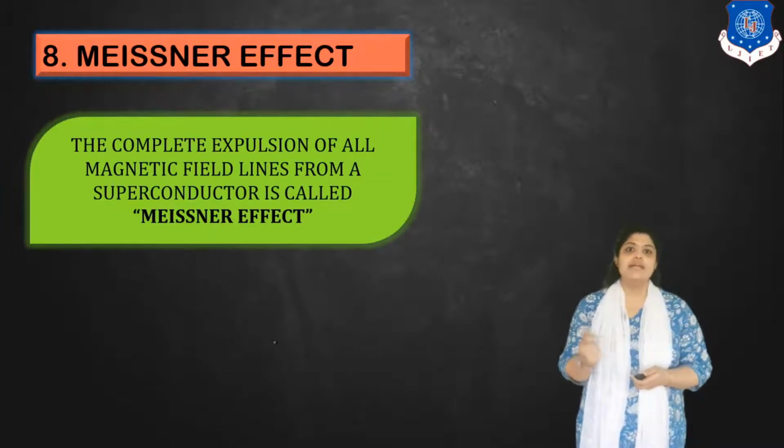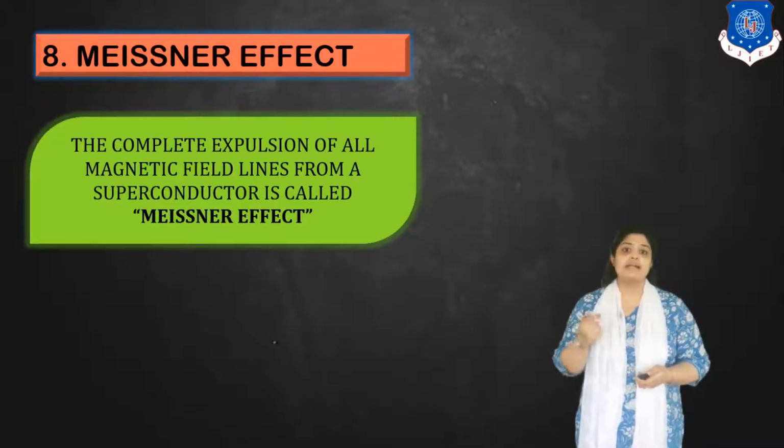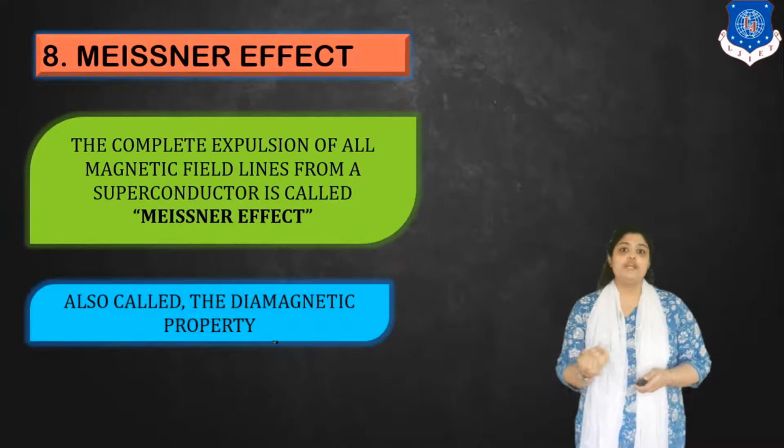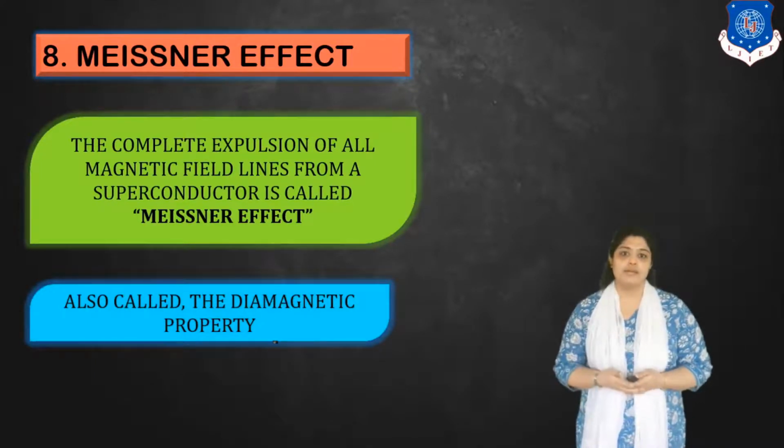What do you mean by the word expulsion? Expulsion means repulsion. Superconductors never allow magnetic field lines to pass through them. They will always repel the magnetic fields. This property of a superconductor is also known as the diamagnetic property.